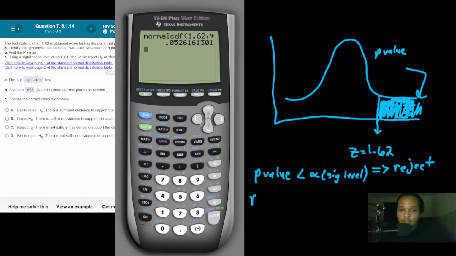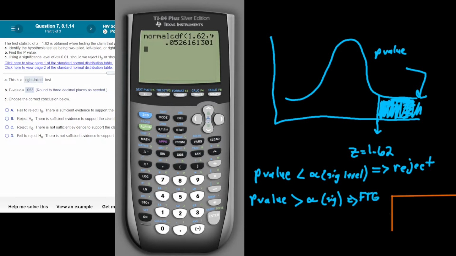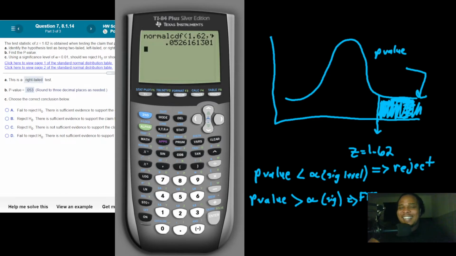When your p-value is greater than your significance level, you fail to reject. We'll put FTR. Fail to reject. Oh, you can't see that right now. Let me take myself away. FTR. All right.